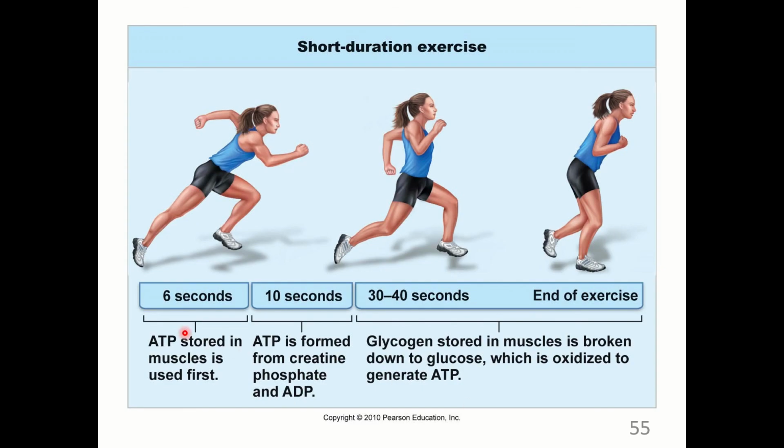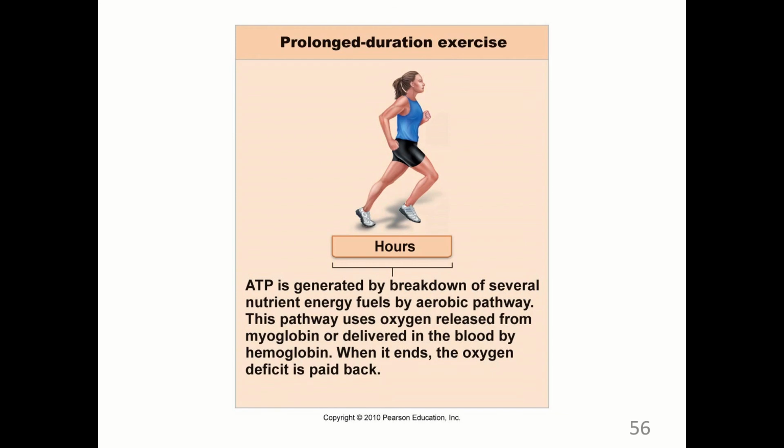So this illustration shows that within the first few seconds of short duration exercise, our ATP stores are used first, followed by the creatine phosphate phosphorylation of ADP into ATP, and then glycolysis. So we've sprinted for about a minute there. Prolonged exercise will require aerobic respiration, and ATP will be generated by the breakdown of several nutrient energies and will be fueled by the aerobic pathway. And this will use the oxygen released from myoglobin or delivered directly from the blood, and the oxygen deficit will be paid back as a result.